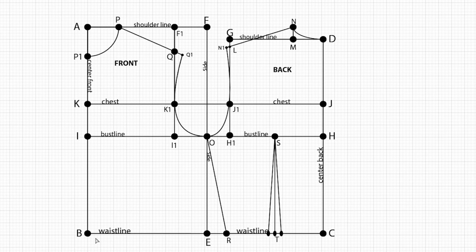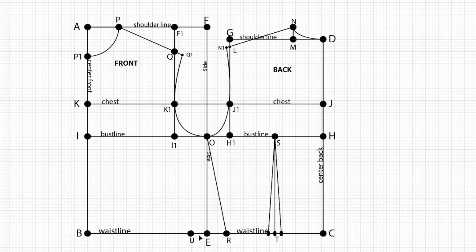And what we're going to do is go to point B, and we're going to mark our calculated front waist measurement, plus the dart. And we're going to mark that on our waistline. All right, so as you can see here, I've labeled that point U.